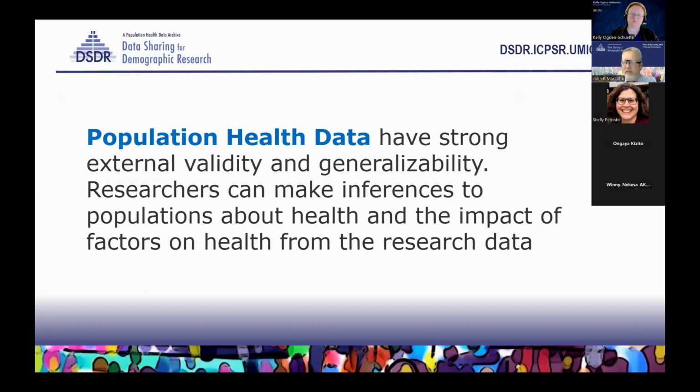So the first thing people ask me about DSDR is what is population health data? Population health data is data that have strong external validity and generalizability. That is, it's a sample that you can infer to populations. Particularly, we have data about health and the impact of factors that may have effect on health. And that's broadly speaking. It can be everything from family structure to barriers to health to how different groups are able to access health.